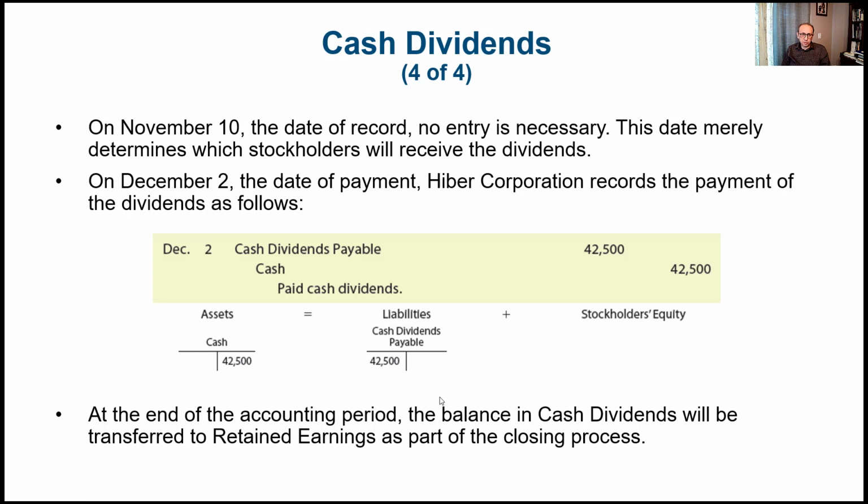So on the date of payment, which is December 2nd, the company is going to record the following journal entry. We're going to get rid of our liability account by debiting the liability. And remember, when we debit the liability, we're reducing it. So we debit cash dividends payable, and we credit cash for $42,500. When we credit cash, we're making the payment. So at the end of the accounting period, the balance in cash dividends would be transferred to retained earnings as part of the closing process, which is something that we'll discuss later.